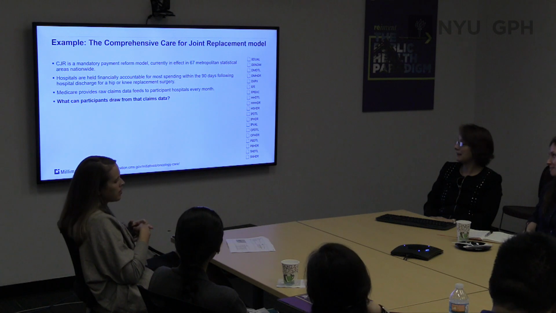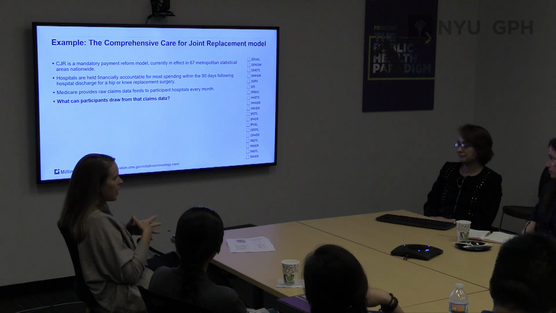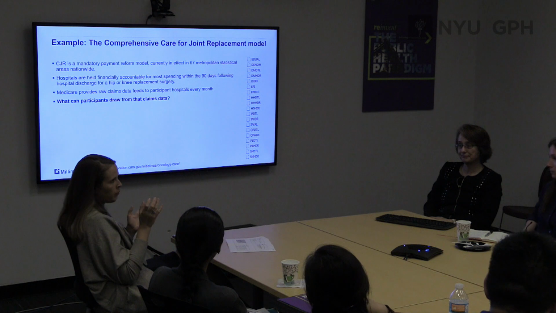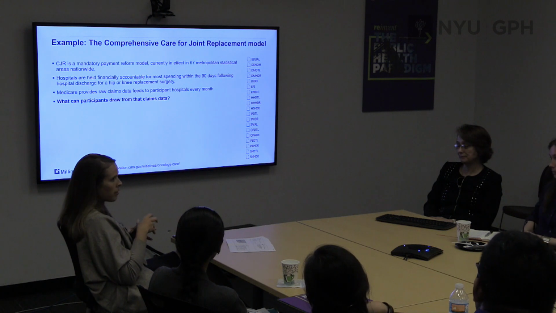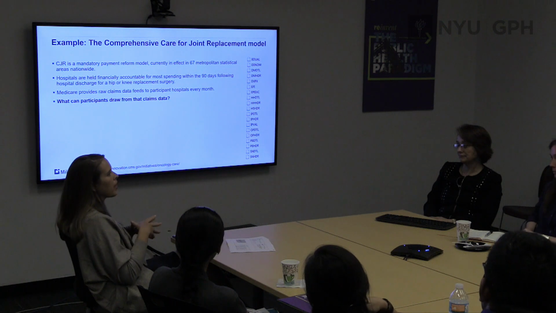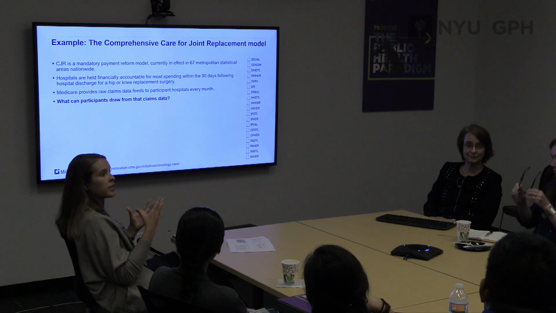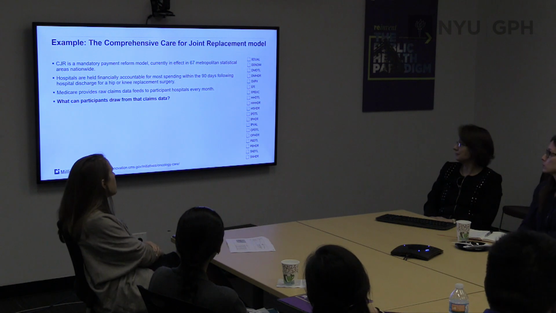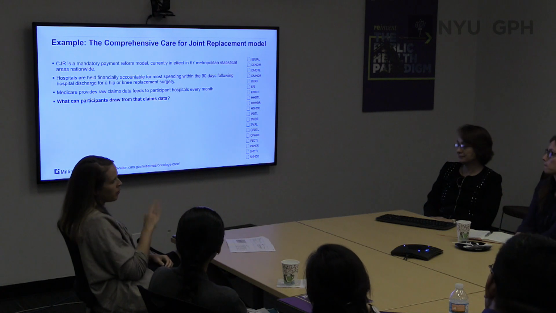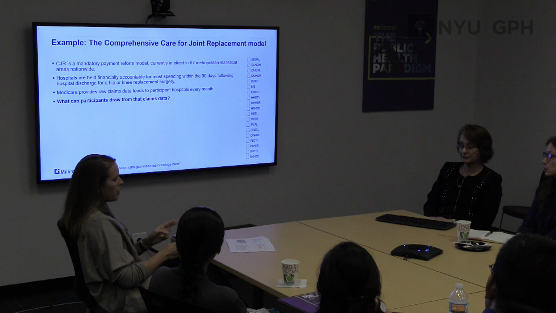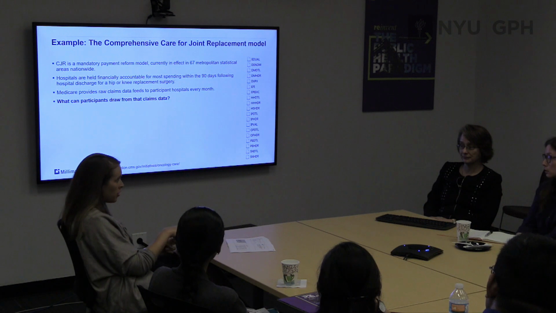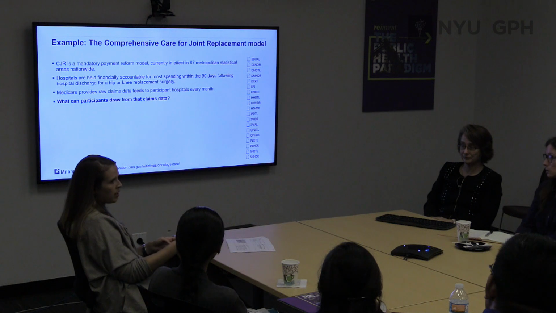And so CMS started a mandatory model where they said across the country we're going to pick 67 regions. It accounts for about a quarter of the hospitals in the country, because the regions are like the whole New York metropolitan area is a region. They say every hospital in that area, instead of just paying you for the hospitalization, which is what we do now, we're going to hold you financially accountable for the hospitalization, including the physician services, which are paid separately, and everything that happens for 90 days afterwards.